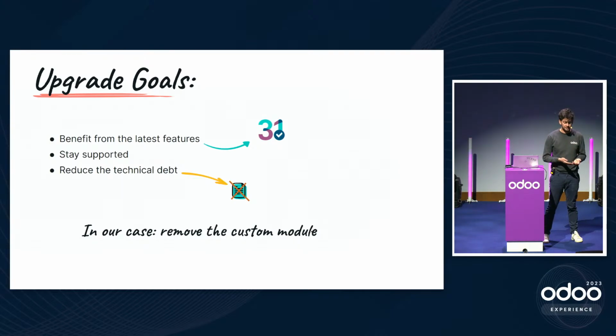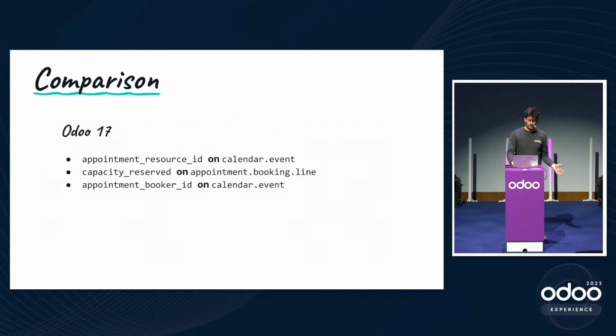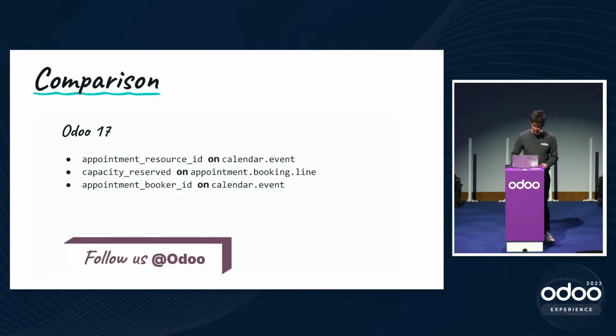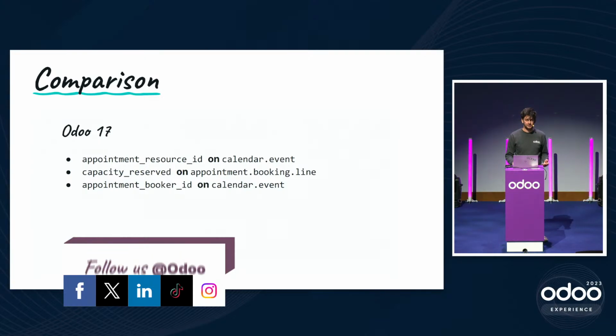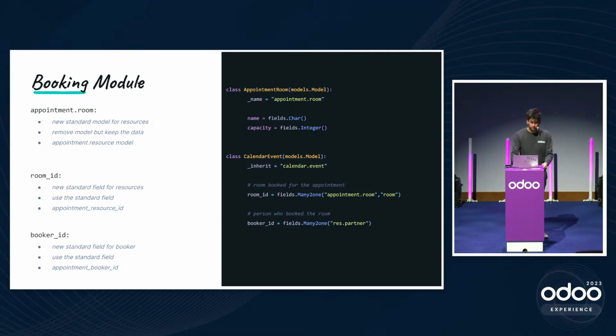So how do we proceed cleanly to remove the customization? Well, here are the differences, the things that were added, which made our module a bit redundant with what is now standard in Odoo 17. So few fields changed, and I will show you how to upgrade them easily. So for the appointment room, there is now a new standard model for resources called appointment resources. So you want to remove the appointment room, but you don't want to lose the appointment room data. So you will want to put them in appointment resource.